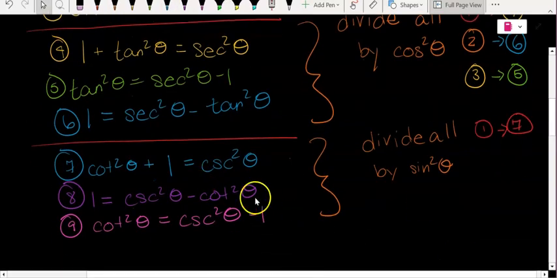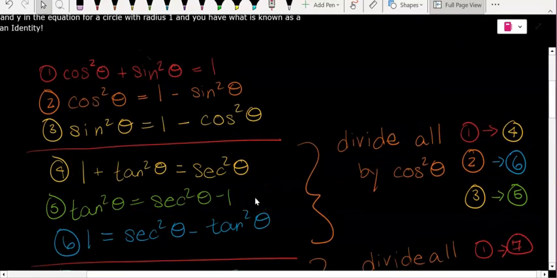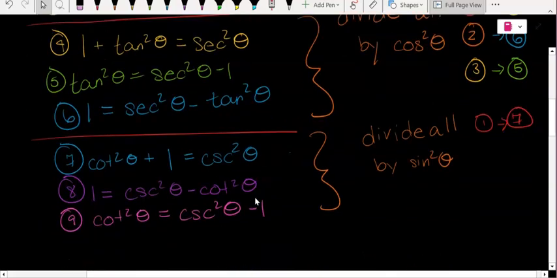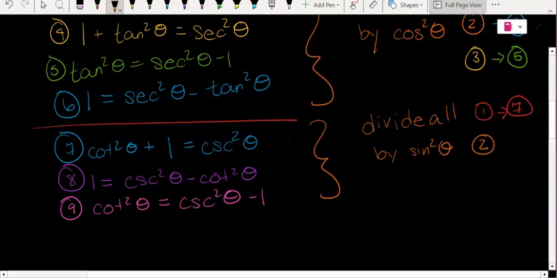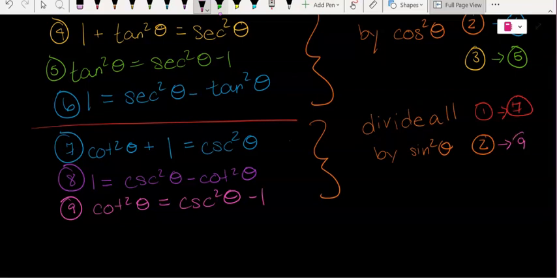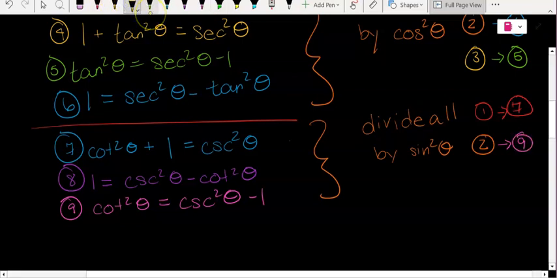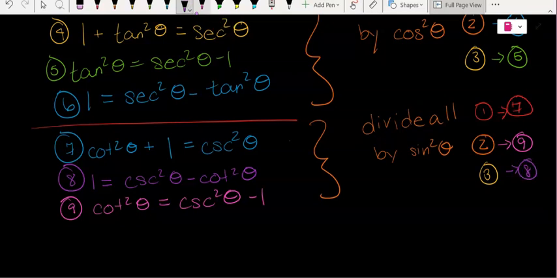Likewise, if I divide equation 2 by sine squared, then that's going to get me equation 9 over here. So let's do that. Equation 2 will get me equation 9 by sine squared. And then if I take equation 3 that we have there, if I do that, that's going to rearrange and that's going to get me equation 8.